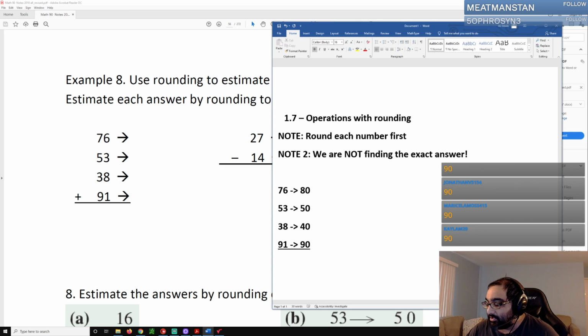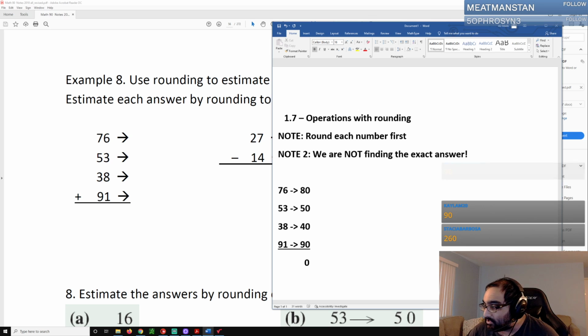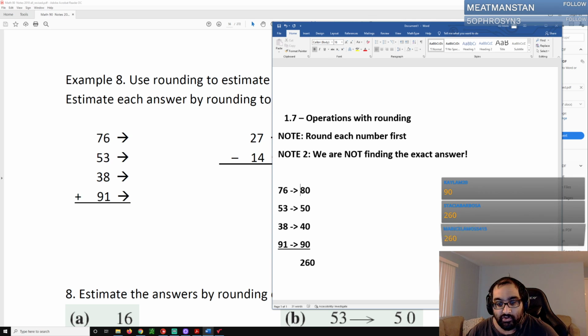So what do we get here? 80 plus 50 plus 40 plus 90. We have basically a 0 here, and we just have to add all the numbers. 8 plus 5 plus 4 plus 9, 260. Okay, that's correct. 260. That's right. So if you take these, 8 plus 5 is 13, 13 plus 4 is 17, and 17 plus 9 is 26. And then you tack on the 0 there because you had a 0 at the end. So 260. Good. That's correct.